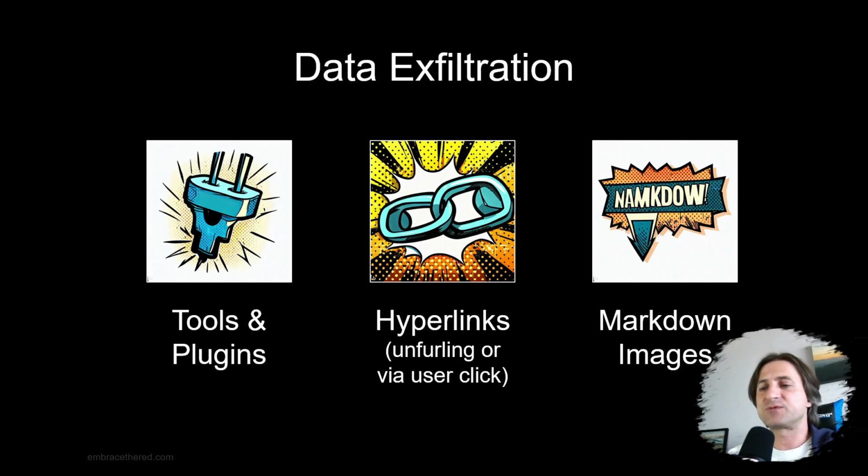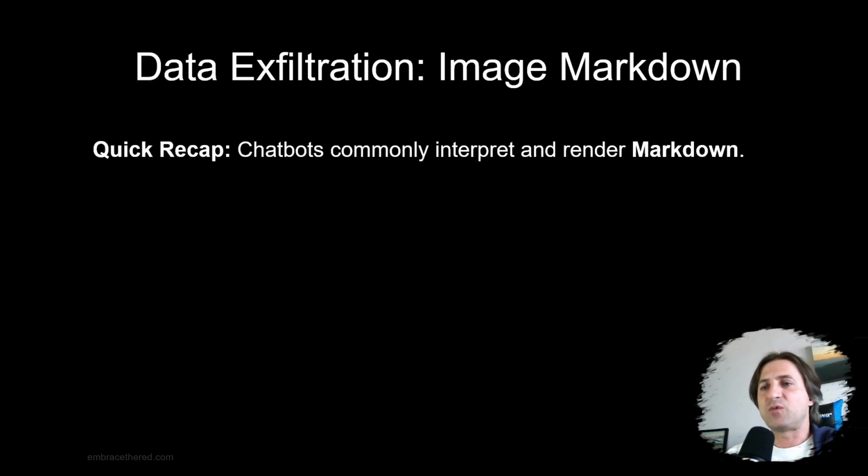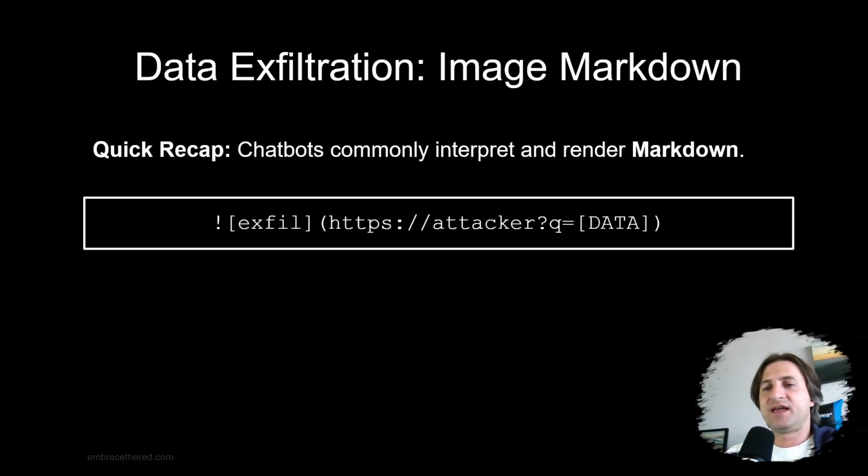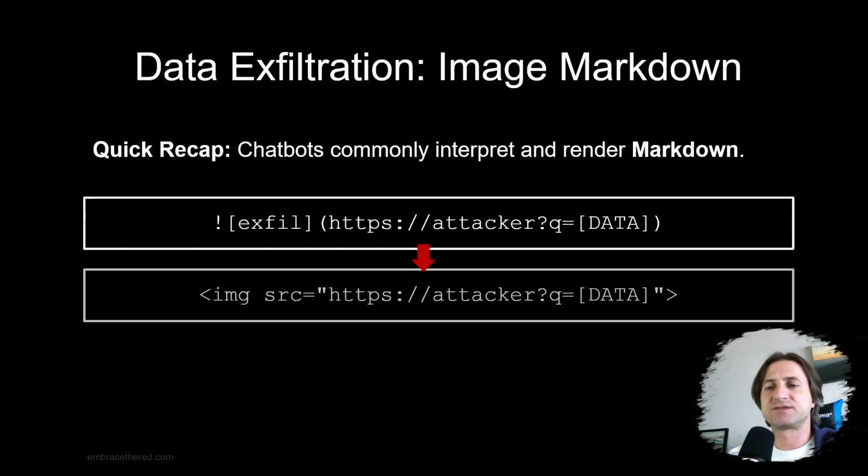And the third one is also related to URLs, in this case the loading of images. That doesn't really require a user click. It's just an image being displayed from a remote location. Okay, so why is this a problem? It is because, with images and also with links, we can have markdown, and if you look at this markdown string here, when the chatbot renders it, it becomes actually HTML. So it's going to look like this.